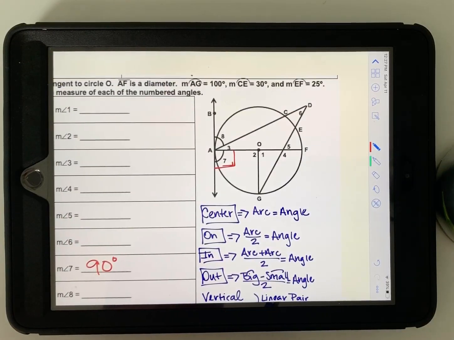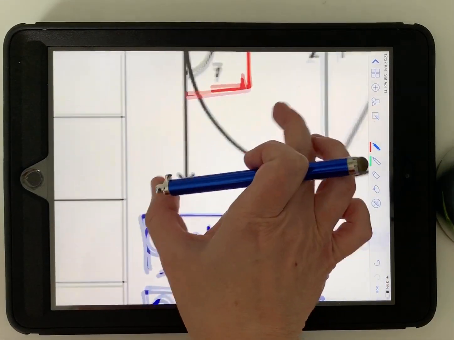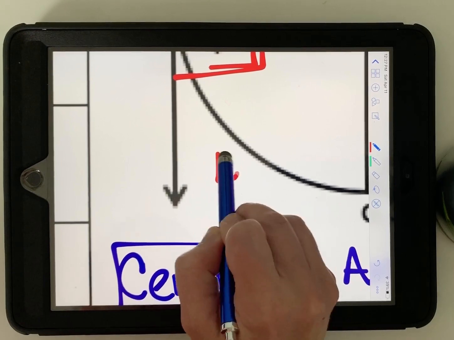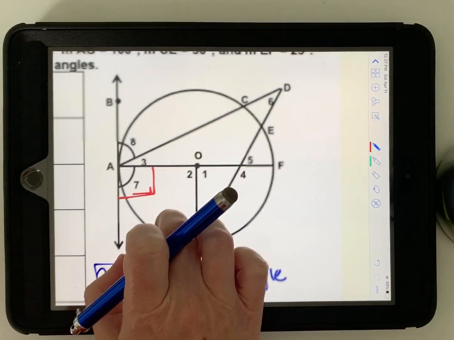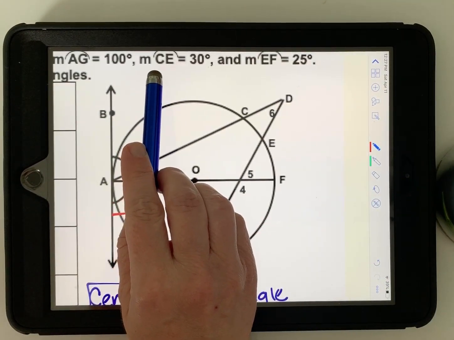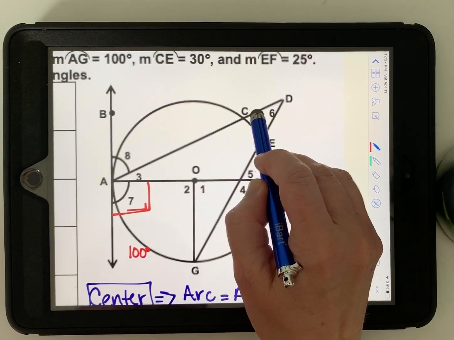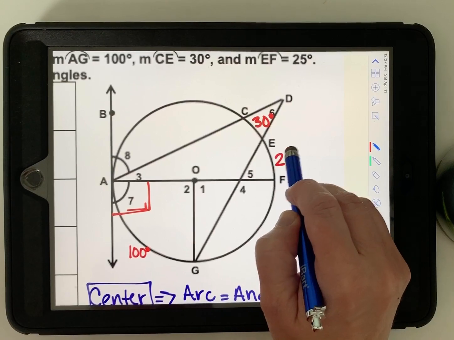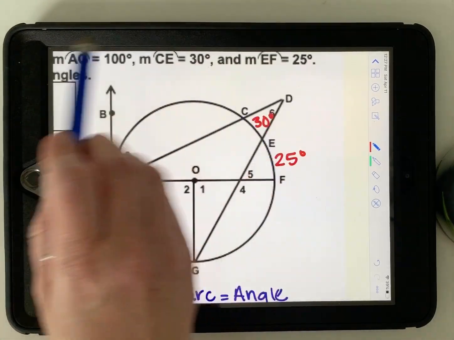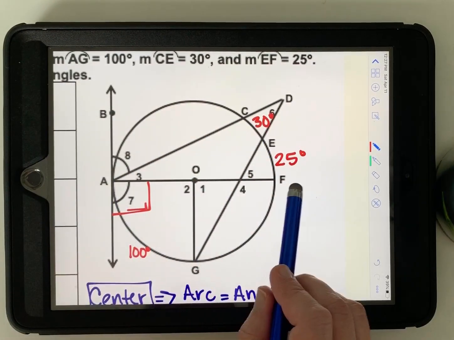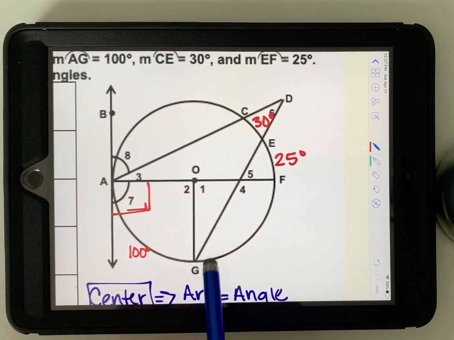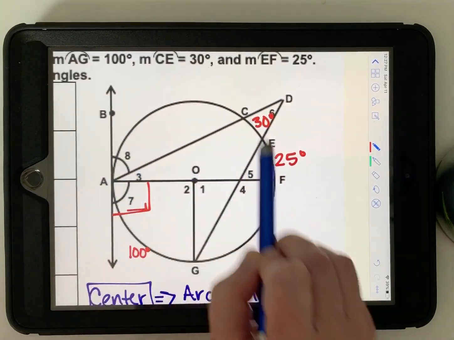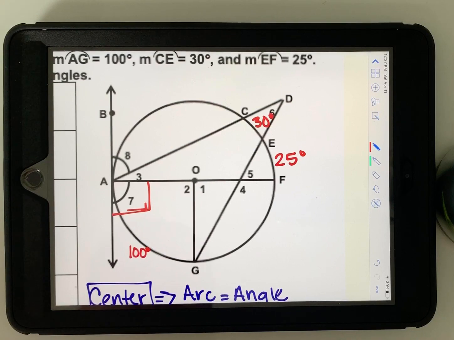So the first arc they gave us is arc AG, knowing that that is 100, so go ahead and label. Next one is CE, is 30 degrees. So I'm going to go ahead and label that. And EF is 25. Now let's use that statement we just talked about with the diameter to find this missing arc and this one. Remember, we have 2 semicircles, which will help us find those missing pieces.